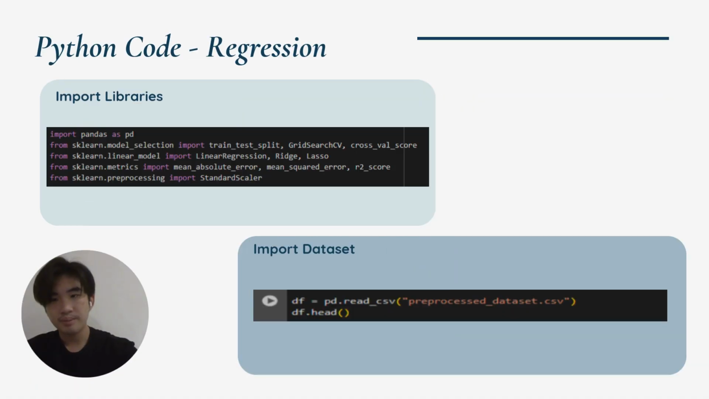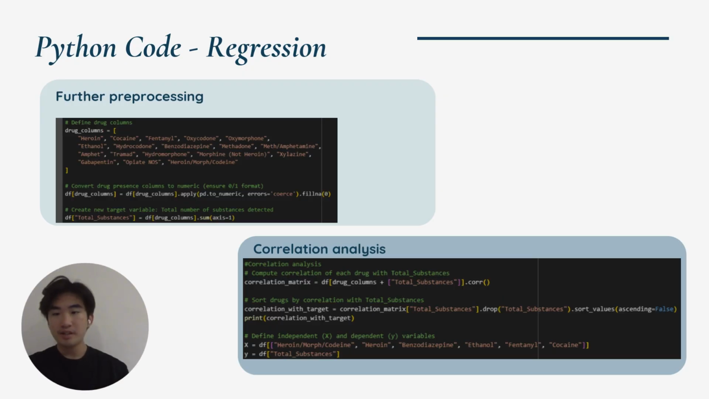So for the code, first we will import important libraries for developing the regression model, and also we will import the dataset. In this code, we are going to store all the drugs into a list called drug columns, and we will make sure the columns in the drug columns are filled with numeric 0 and 1 format. Next, a new target variable was created, which is total substances, which represents the total number of substances detected per case. Next, we will do a correlation analysis as a manual feature selection of the top six most correlated drugs to be used in this analysis. I will discuss why this is done manually later on.